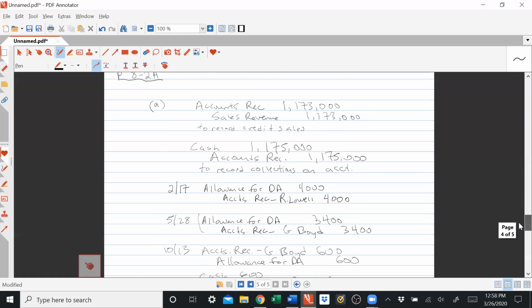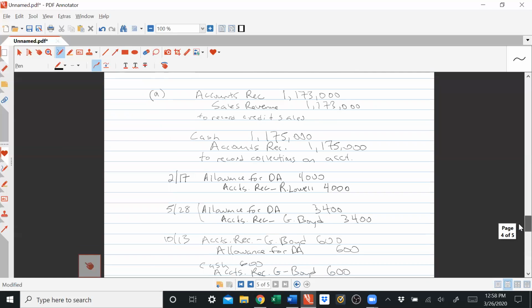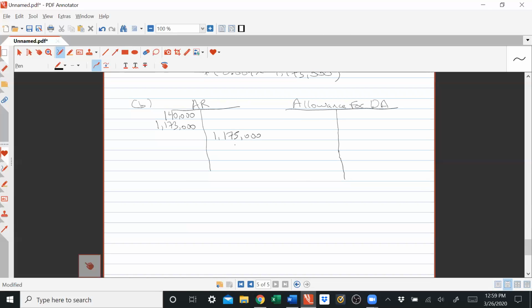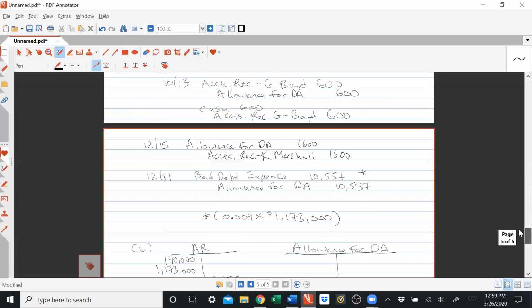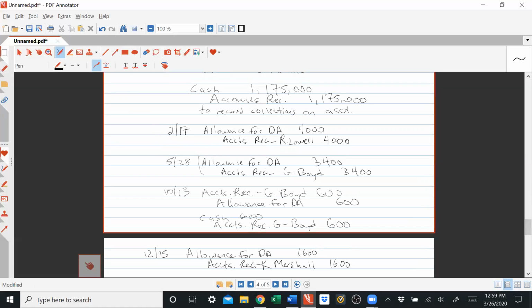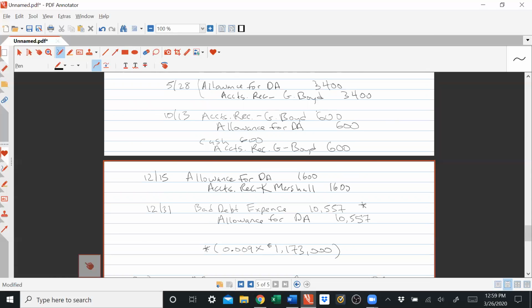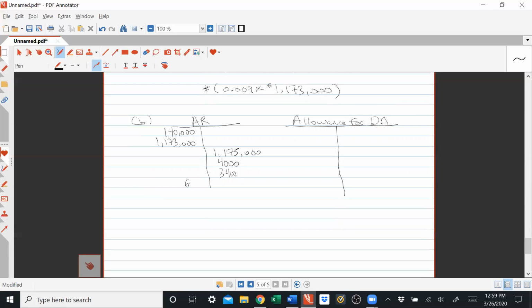And then February 17th, we wrote off Lowell's account, 4,000, the credit. And what else did we do? May 28th, we wrote off G. Boyd's account, 3,400. Then October 13th, we reinstated Boyd's account for 600 with a debit to accounts receivable. But then we credited accounts receivable for 600. So that's a net effect of nothing. But I can go ahead and make both, that's fine.